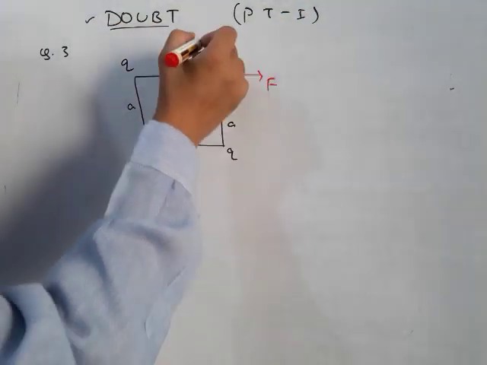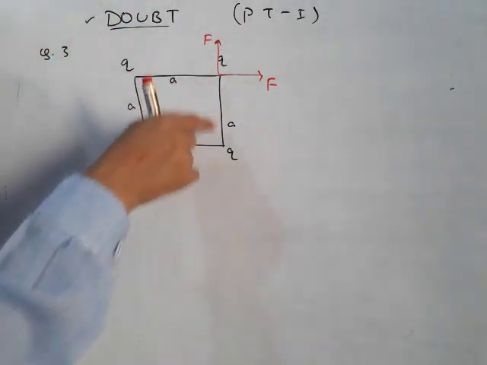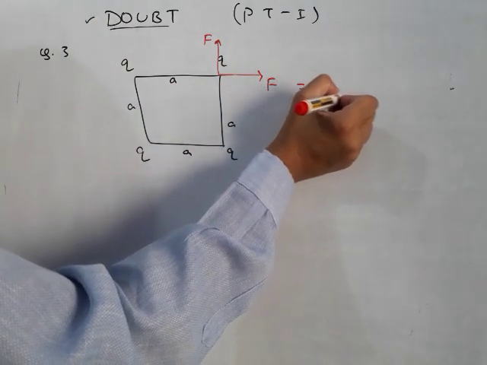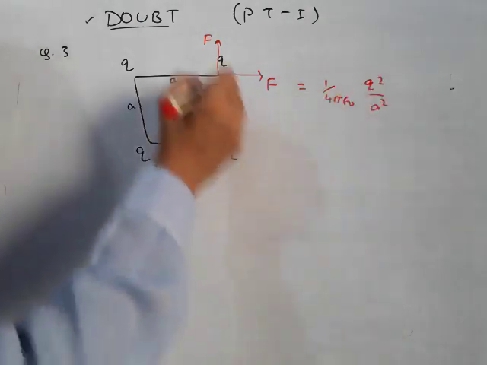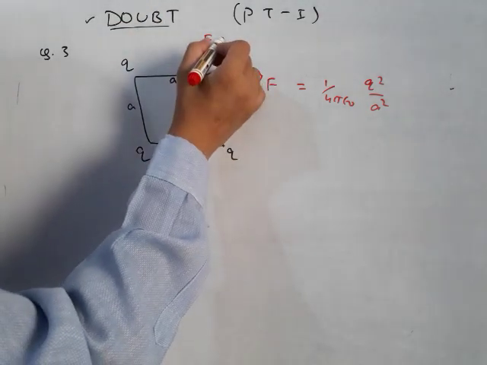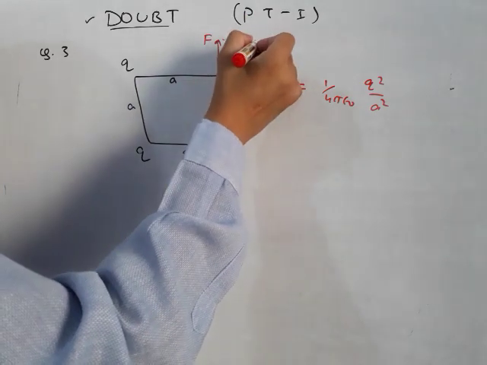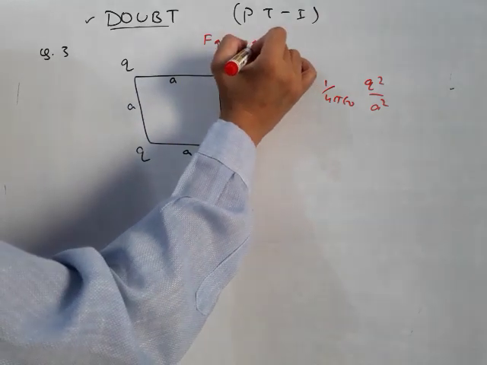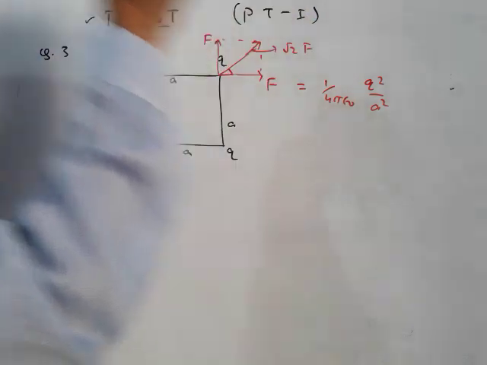If this has value F, this must have value F. Why? Because the charges are same, the distance is same, and what is the value of this F? It will be 1 by 4 pi epsilon naught times product of charges divided by square of distance between them. So this is the Coulomb's law. Now if we have F and F, their resultant will be midway between them at an angle of 45 degree, and its value you can see, it is a square, it will be root 2 times F.